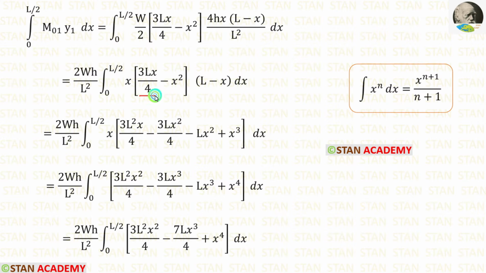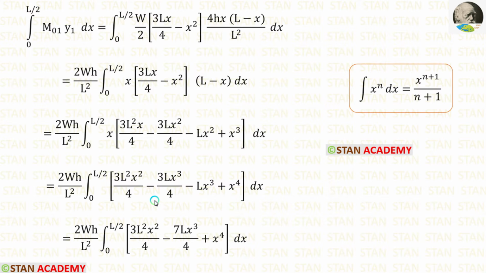First, let's multiply 3lx by 4 with the L minus x. When we do that, we will get these. Then let's multiply minus x square with the L minus x. When we do that, we will get these. Then let us multiply x with this value. When we do that, we are getting this.